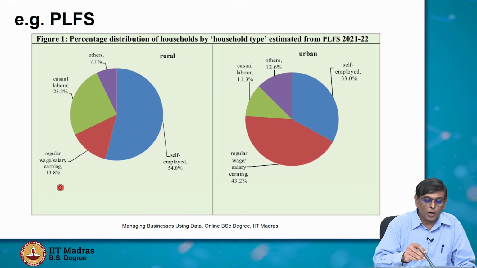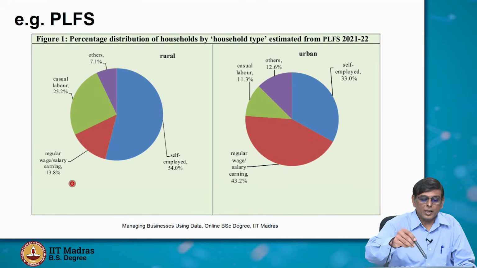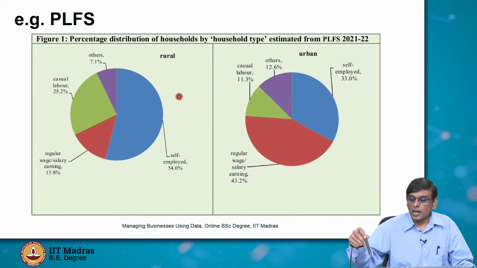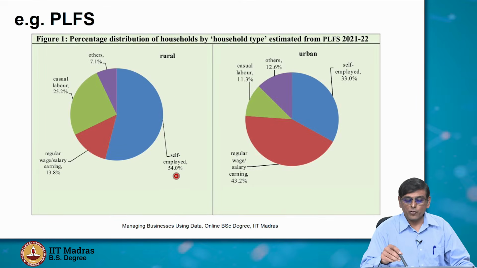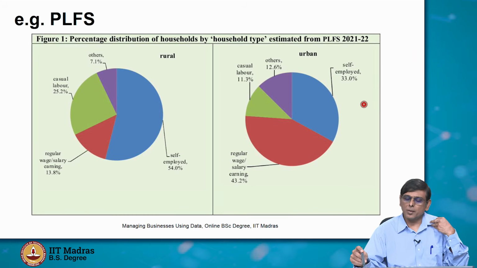Only 13.8% are getting regular wages or salaries in India. 25.2% are casual labor, which means they get paid daily wages. And in the urban area, this is 54%. In the urban area, it has reduced, but still it is very large. 33% are self-employed. Self-employed means like hawkers, dhobis or something like that. People who are basically doing their own business, self-employed.